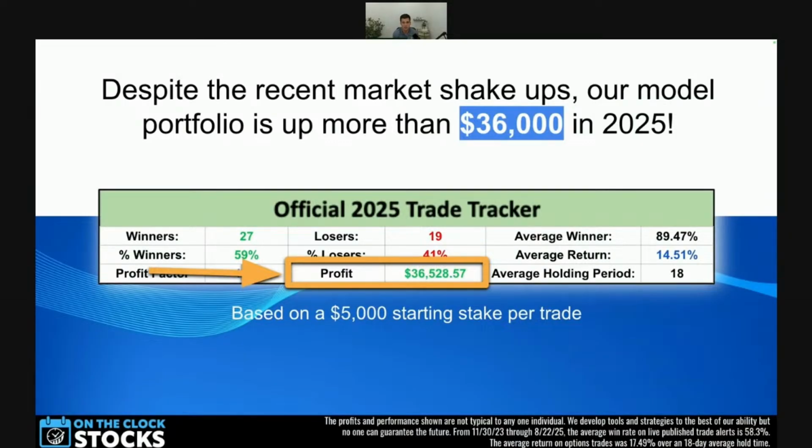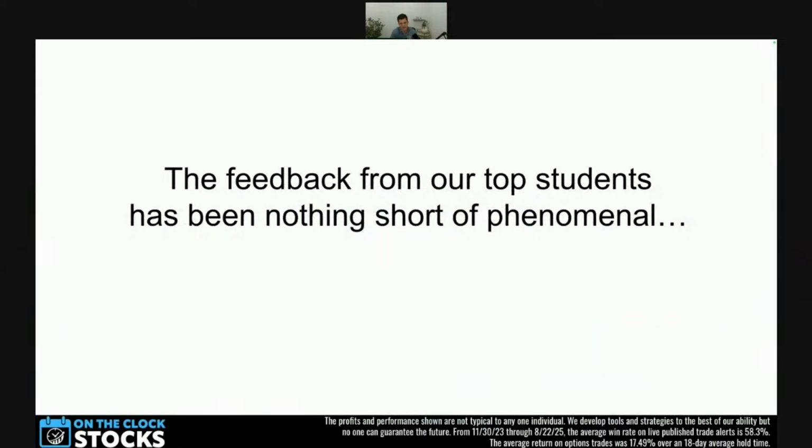And despite the recent market shakeups, remember, crazy year this year with the markets going down 20% early on. Despite all of that, our model portfolio is still up $36,000 in 2025. That's based on starting with $5,000 starting out. So it's up huge this year. And like I said, we've been on an absolute tear recently.